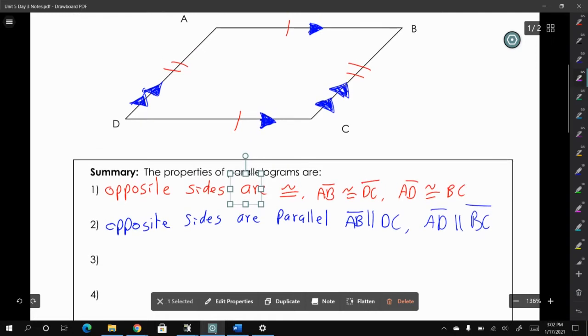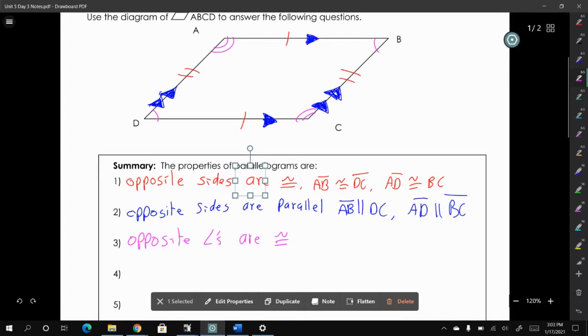Also, opposite angles are congruent. Opposite angles are congruent. So these two angles are congruent, and these two angles are congruent. So that means angle A is congruent to angle C, angle D is congruent to angle B.